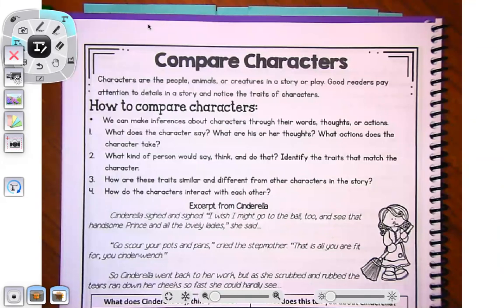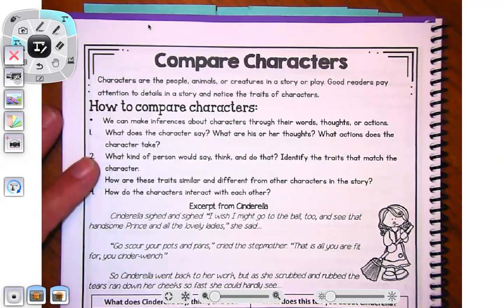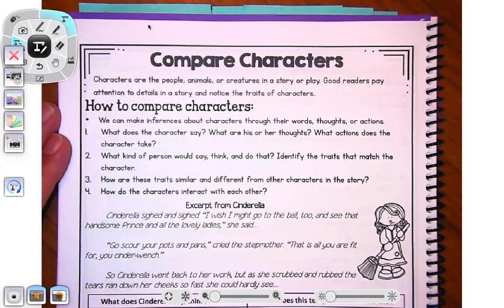Hello, everyone. Today we are going to be introducing comparing characters, setting, and events. And throughout the week, we'll be working on these skills. We're going to start by comparing characters. Characters are people, animals, or creatures in a story or a play. Good readers pay attention to details in a story and notice the traits of characters.